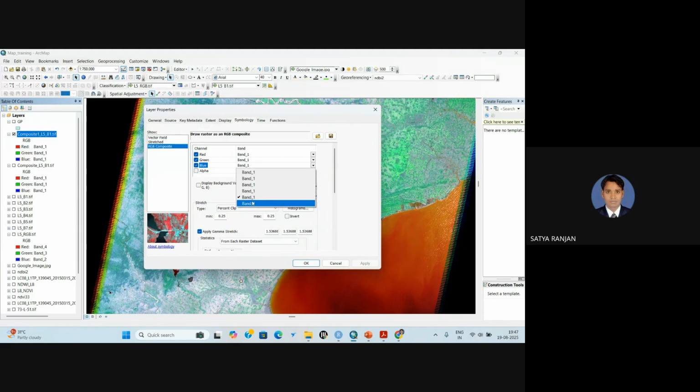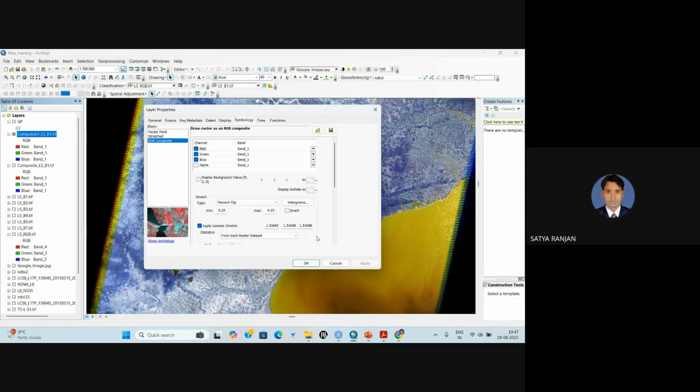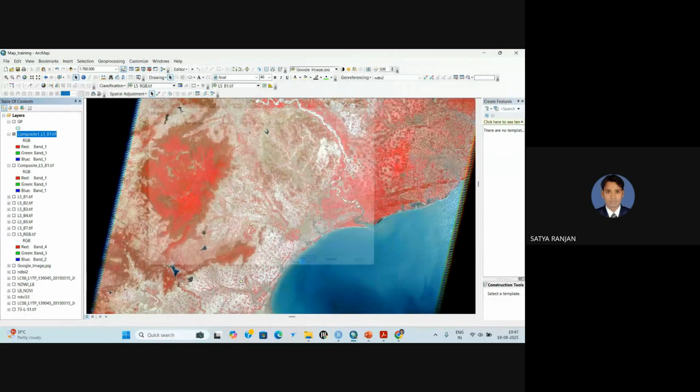So suppose for red it is 4, for green it is 3, and for blue it will be 2. Then it creates a false color. It creates the same thing, but the naming is different. It is temporary. We quickly created this image, so the band is not changed.